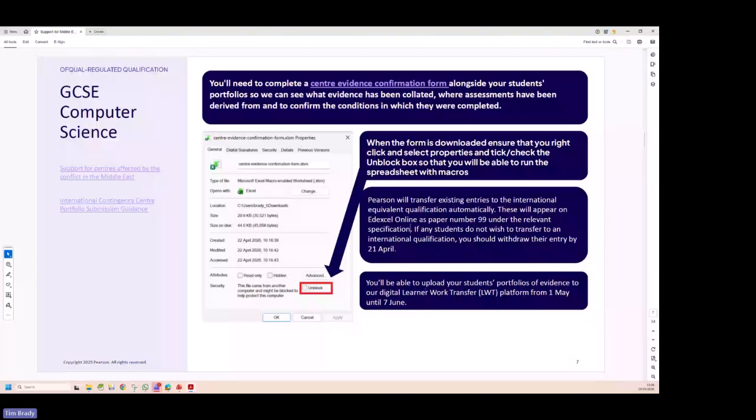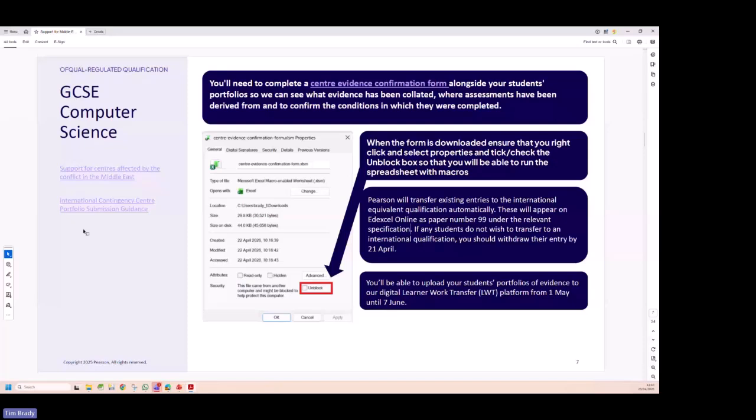The uploading of student portfolio evidence opens on the 1st of May and it's open until the 7th of June. On the left-hand side here, you can see that I've got a link to a general page from our website where we will keep you informed of any changes or updates in terms of our overall approach and support. And underneath is a link to the document, which is the guidance for the internal portfolio. So that's the GCSE Computer Science, the Ofqual regulated qualification.